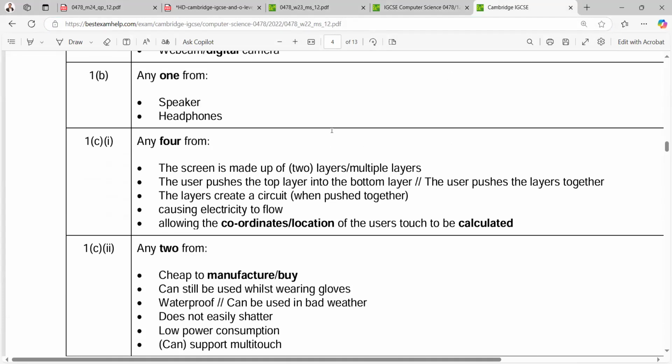It's really easy. A touch screen is made up of multiple layers. So when you push on the top of that, the first and the bottom layers mix with each other, and it creates a circuit where the electricity flows, and you know your desired coordinates and locations.